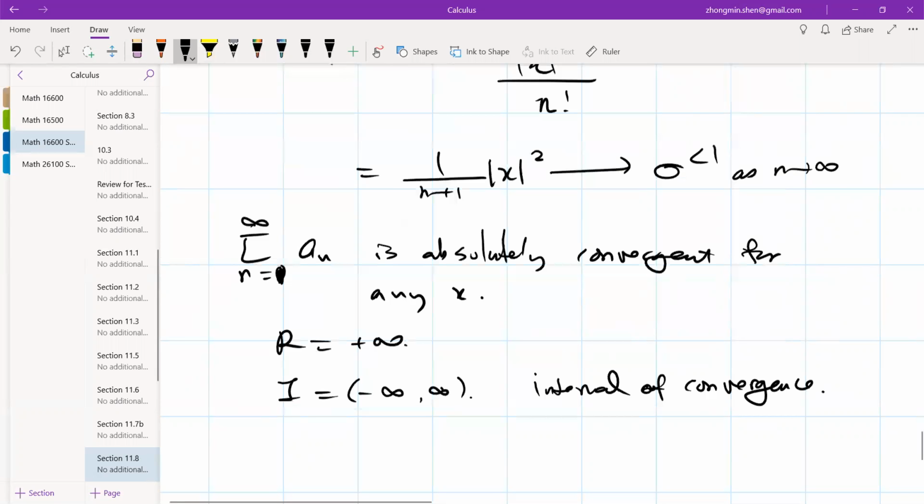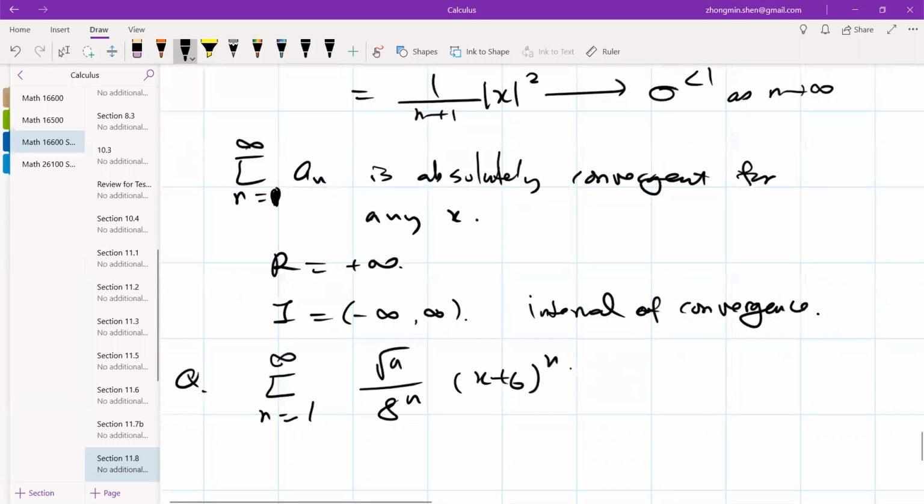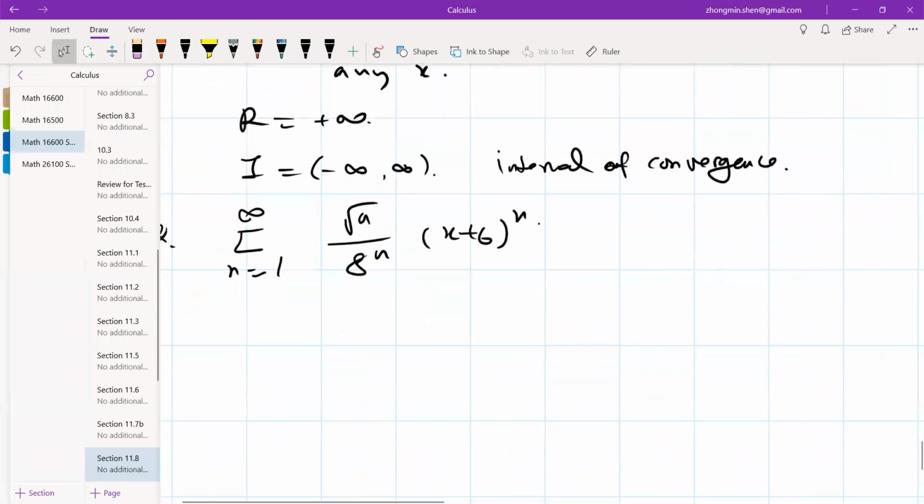Okay, let's look at a slightly different problem. Oh, this is a power series. All right, so we do the same. Should I use the ratio test? Should I use the root test? I think it doesn't matter. Since I don't see n factorial, you can use the root test too. Okay, let's use the root test.